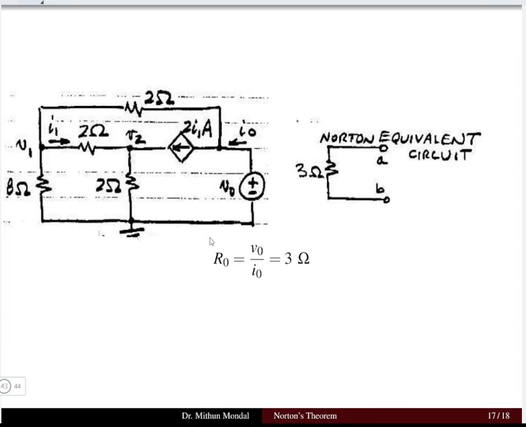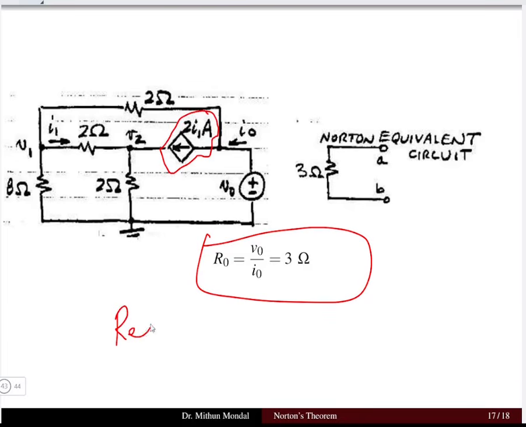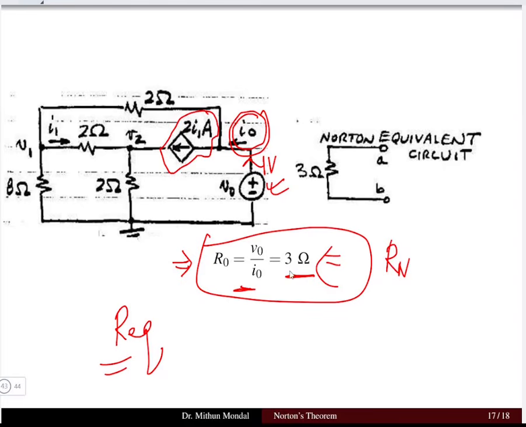Now what about the Norton resistance? Whenever you have a dependent source in the circuit, you can't find the equivalent resistance simply by the series parallel concept. In that case, at the terminal you have to connect a known voltage source or a known current source. If you apply a known voltage source of 1 volt, you can obtain the corresponding current flowing from this voltage source. If I divide that voltage by the current, I will get the value of the resistance, that is the Thévenin resistance or the Norton resistance. Both are the same thing. So the Norton resistance comes out to be 3 ohms.